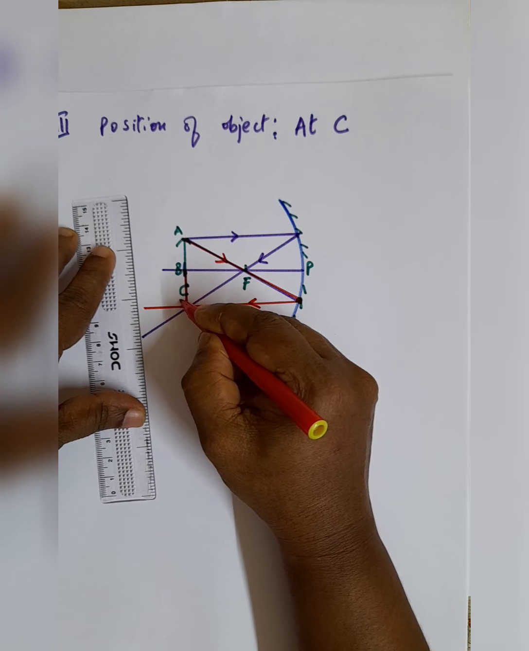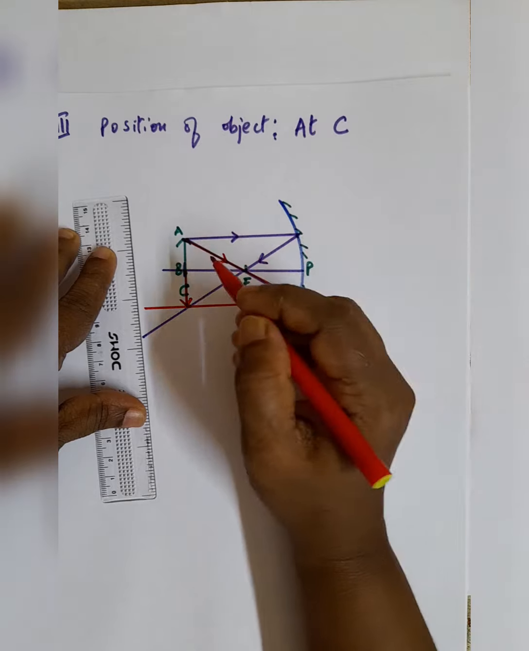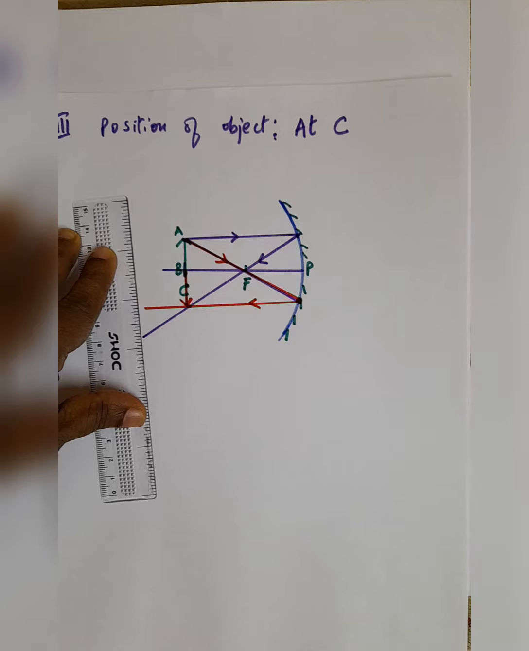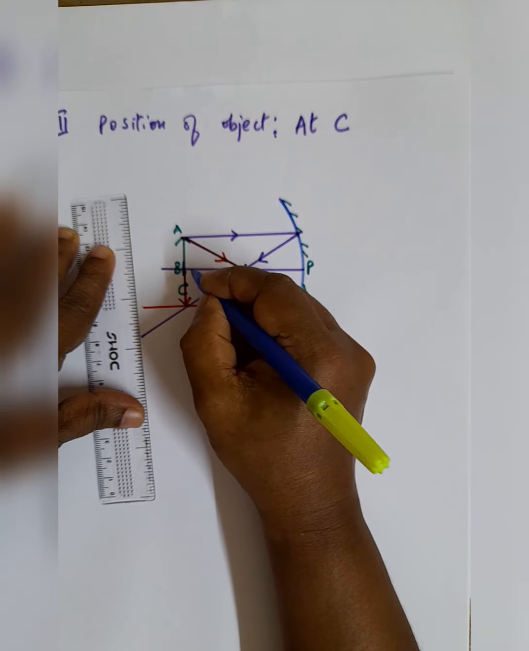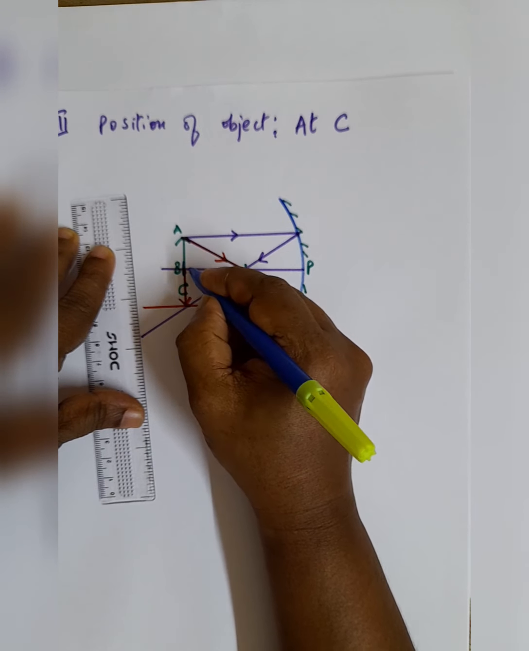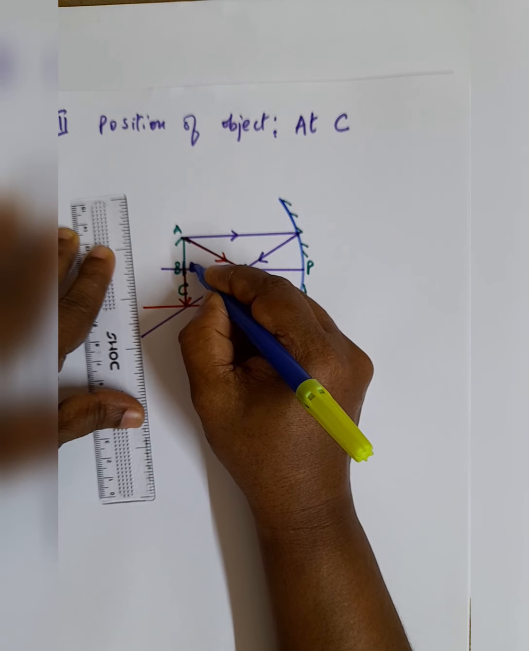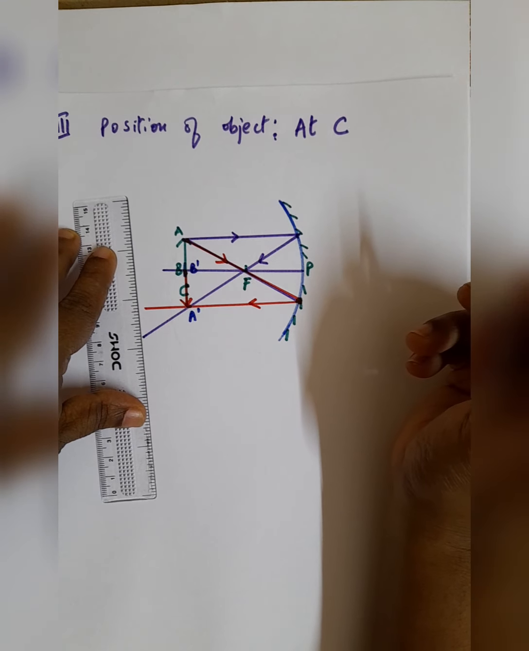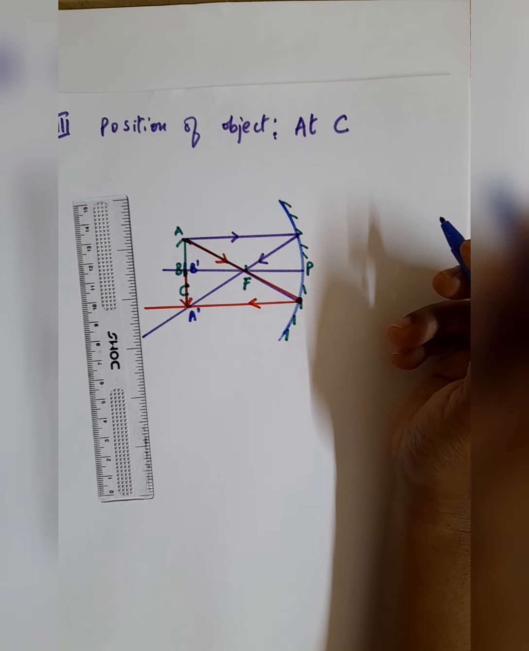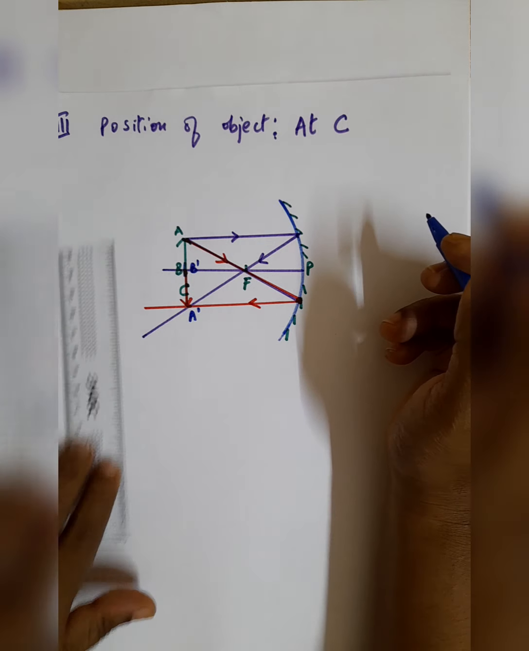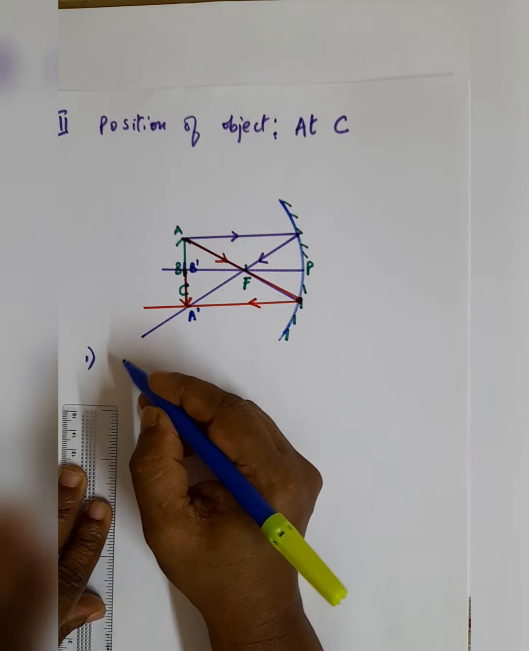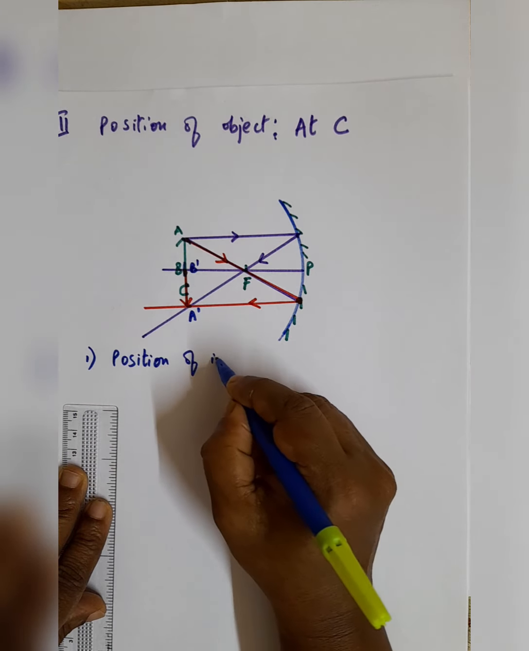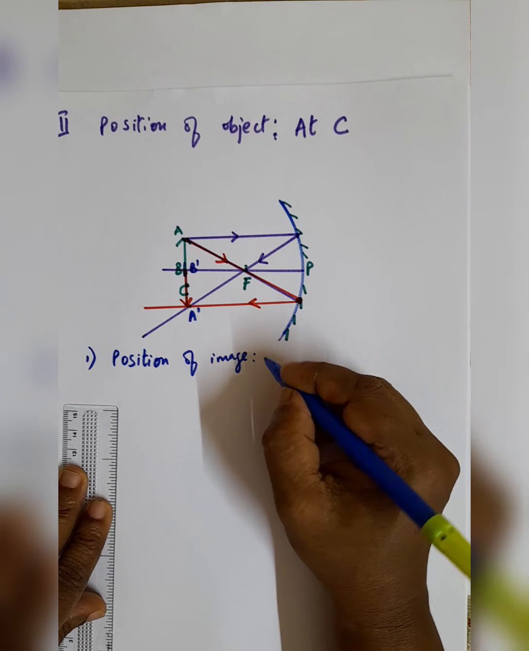So exactly below you have to get. Okay, so this is your image, which is inverted and which is formed at C. So we write here B dash, A dash. Okay. So we'll write all the 3 points here. Position of image, at C.